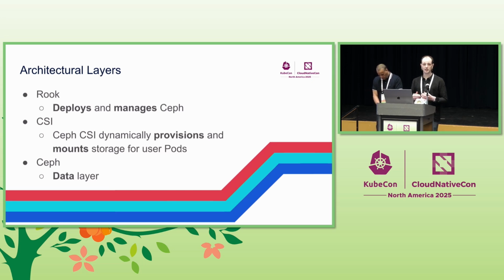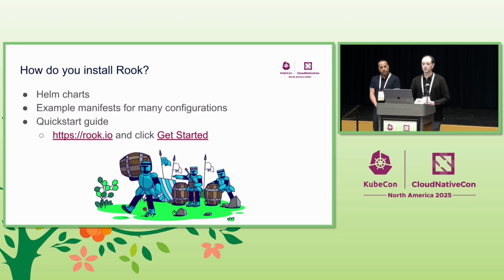We often get asked about the architectural layers. Rook really is only deploying and managing Ceph. It doesn't sit in the I/O path. CSI similarly can provision and mount storage, but it also isn't in the I/O path. Ceph is the data layer, and your applications through those mounts talk directly to Ceph. We strive to make Rook as easy to install as possible. We have Helm charts and manifests that cover examples for a lot of configurations. If you're interested in more, Rook's website is rook.io. We have a Get Started link that you can click on.